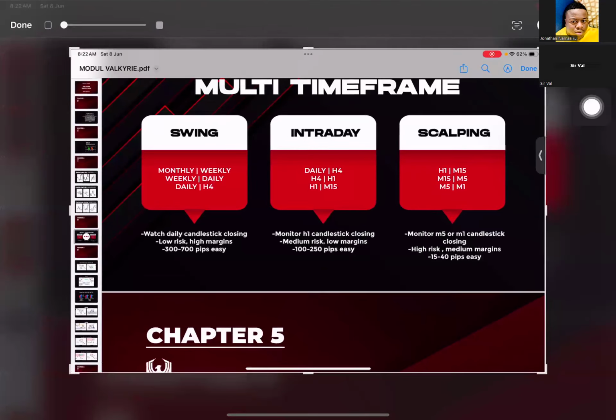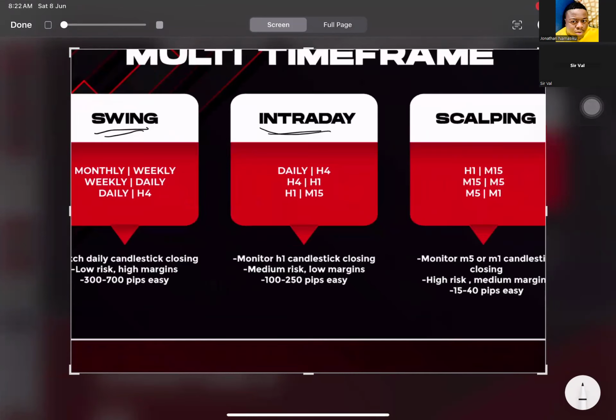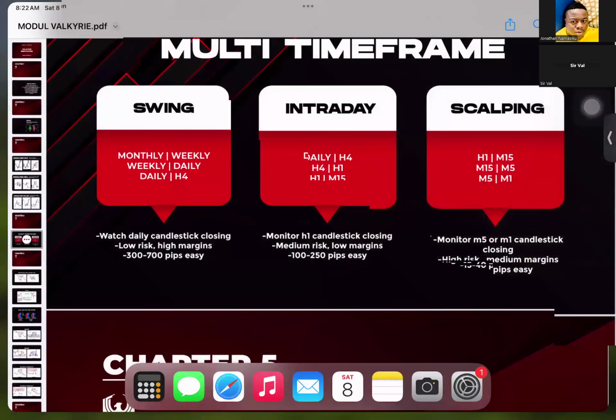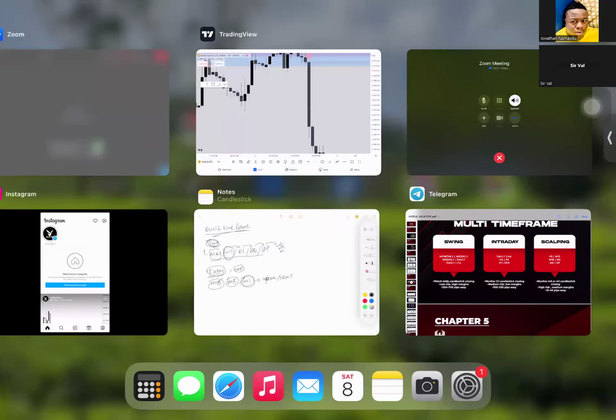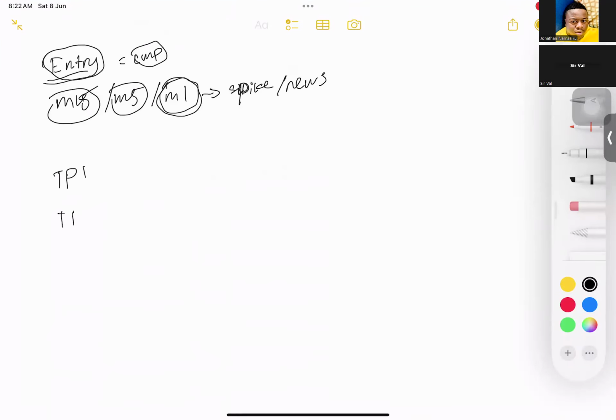So that's multi-time frame. I use it for swing, for intraday, and also scalping. How it works is, after I have the entry, I have my first TP, TP1, TP2, and TP3 and swing. So it's all included in one setup for scalping, intraday, and swing.